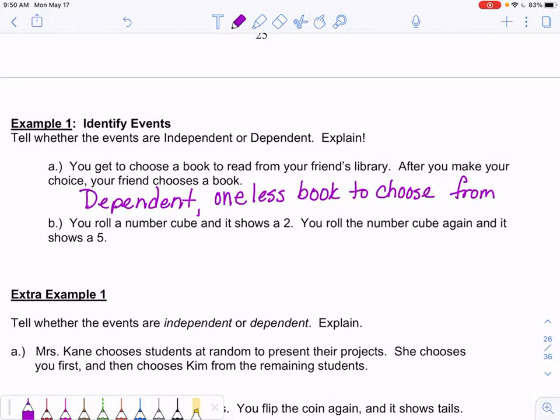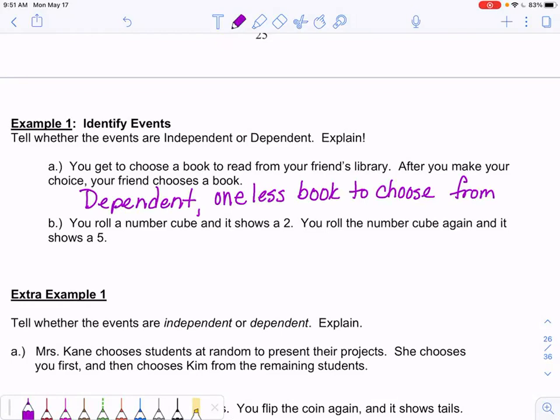So let's look at part B. You roll a number cube and it shows a 2. And I have dice in here. So I roll my die, a number cube, I guess is a fancy way of saying it. And I get a 2. So here's my 2. I roll it again and I get a 5. Well, I got a 4, but let's say I got a 5.